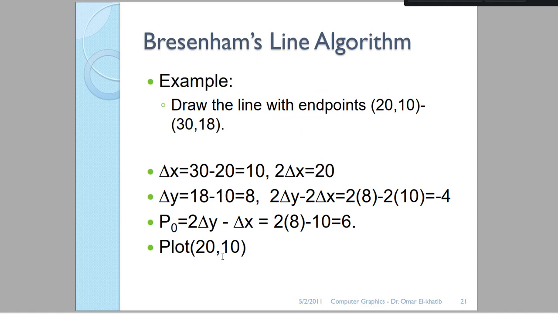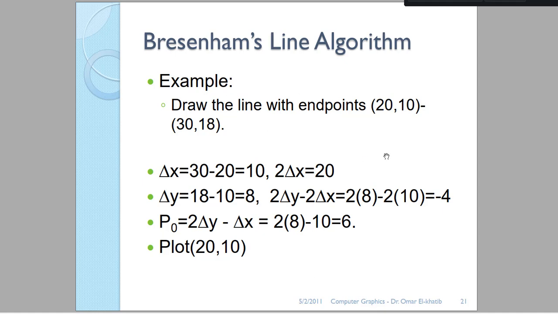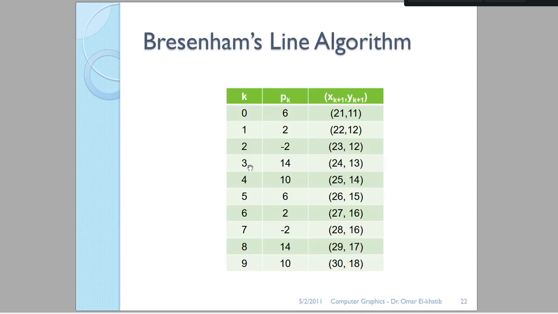And first we start with the first point, which is (20, 10). We will plot this point. And then we will continue with the rest of the points. So we start with k equal to 0 up to k equal to n. N is 10, but we start from 0 so it will go to 9. The difference from 20 to 30 is 10 points. So from 0 to 9, these are a total of 10 points.